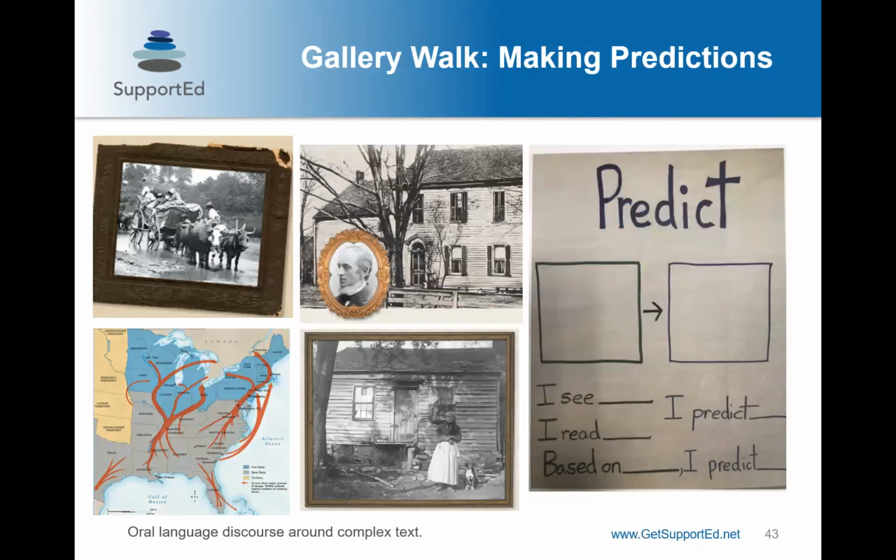So this is another before reading strategy. We've got lots of front loading going on here. Predicting feeds our natural curiosity about what we're going to read. So here, students in small groups would utilize these images that are part of the text on the Underground Railroad to help them make predictions. They're going to use what they see and what they know already to make predictions or inferences about what the text will be about. And in this activity, it really supports student collaboration and oral language discourse around texts that are difficult.